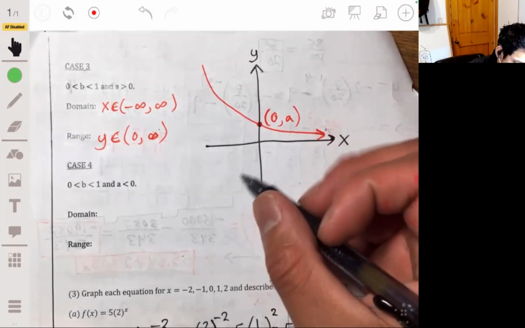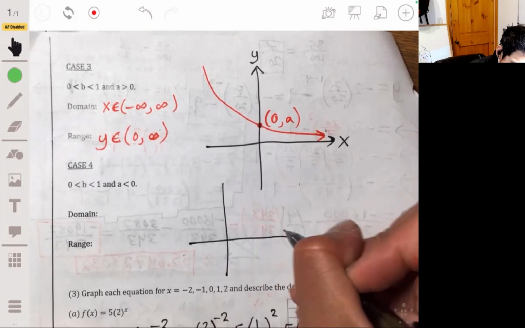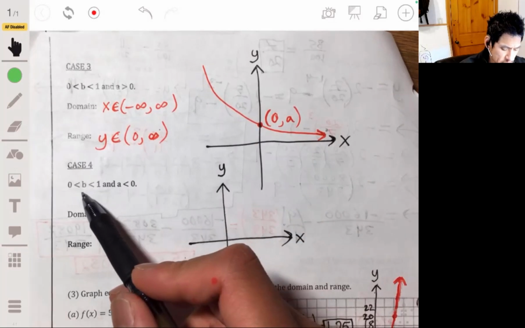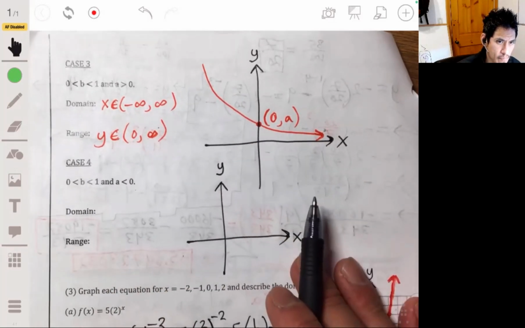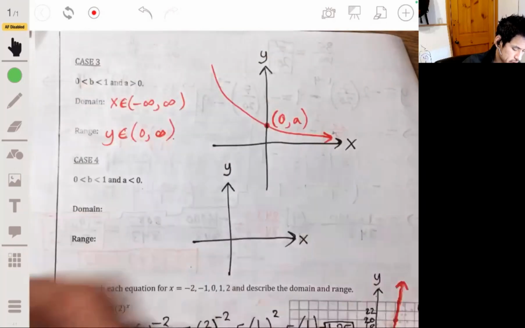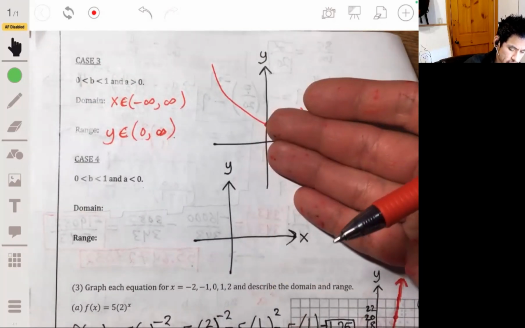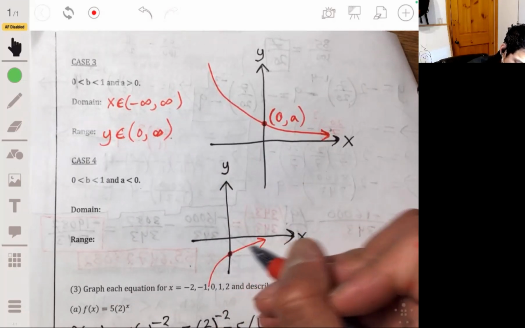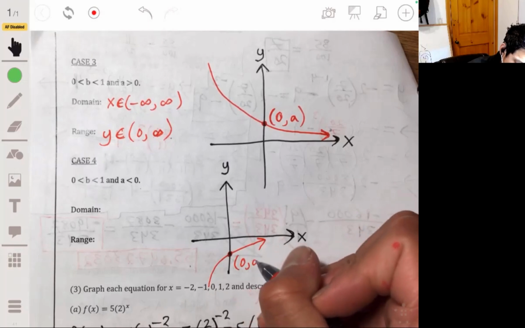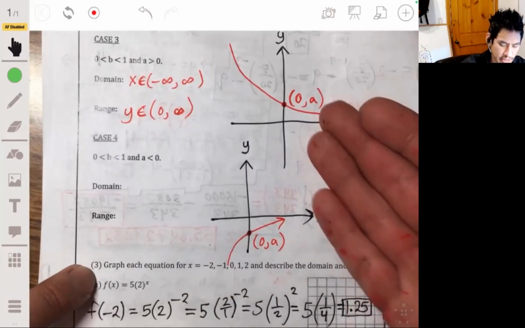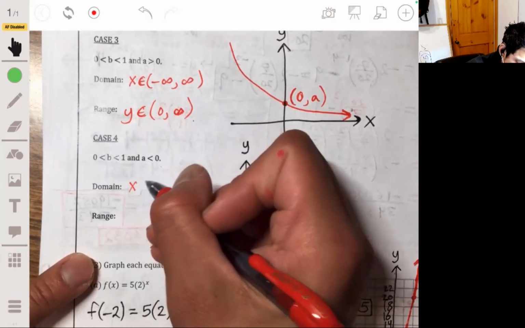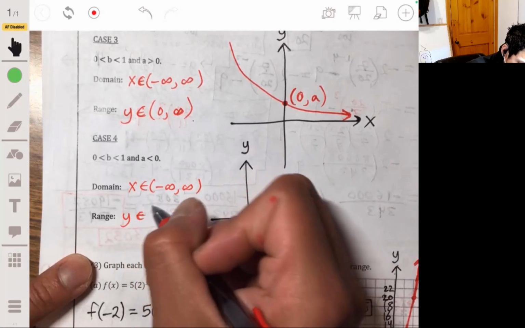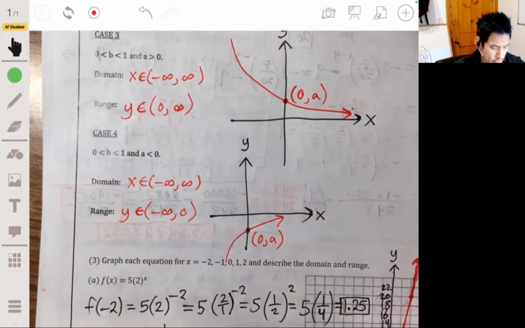And finally, case 4, where b is between 0 and 1 again, but a is negative. Just like case 1 and 2 were related, these two are going to be related as well by being reflected across the x-axis, and so this will look like that. They'll go upward towards the x-axis from the bottom, still crossing at 0, a. It's just a reflection across the x-axis. The domain is negative infinity to positive infinity, but the range will be all negative numbers, so from negative infinity to 0.